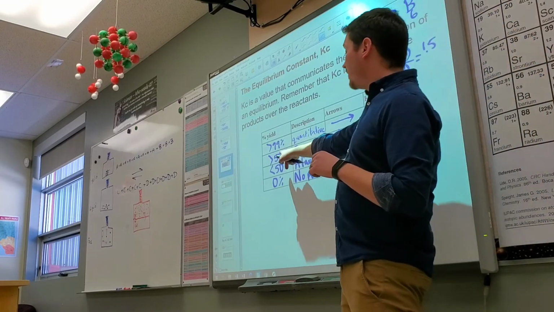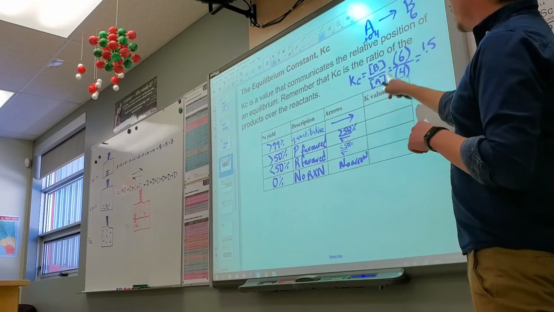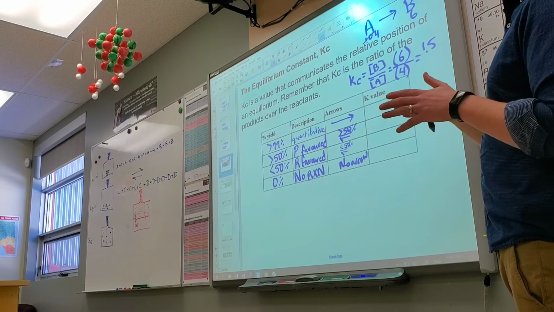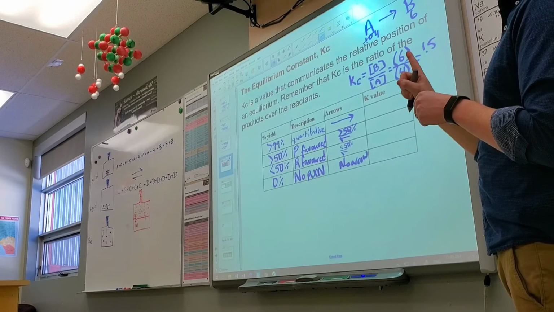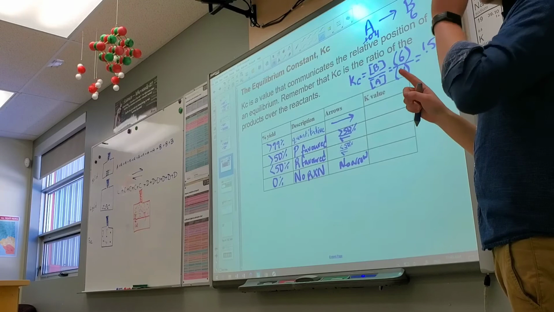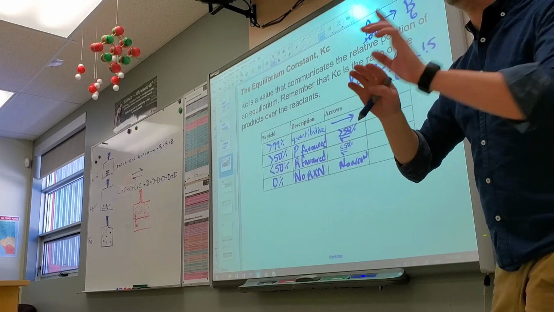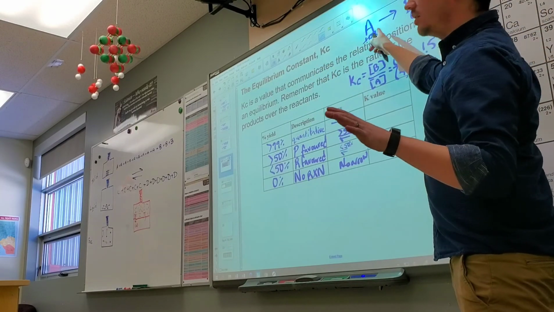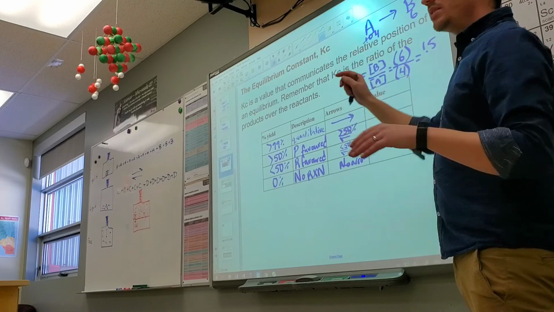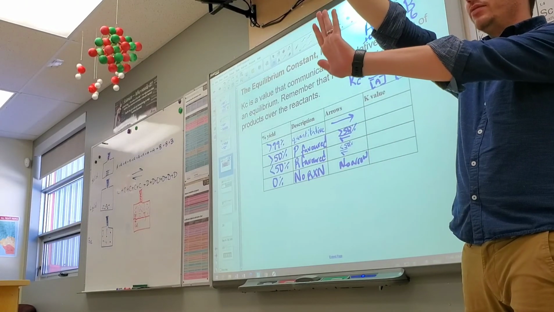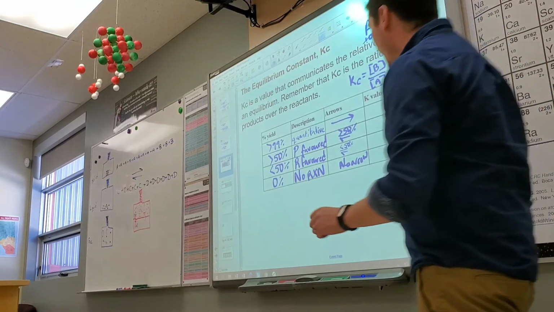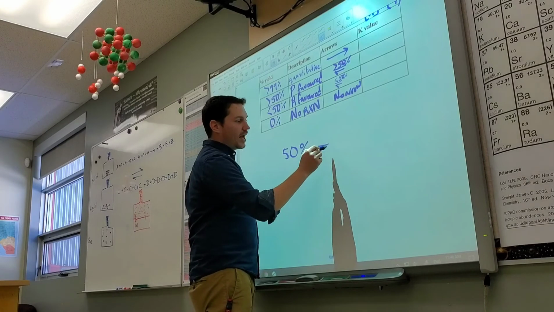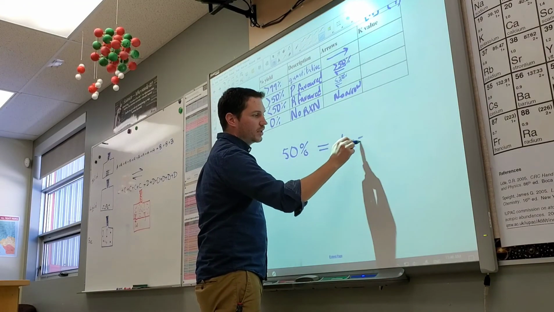So if something is products favored, our Kc is always going to be greater than 1. Can you understand? If we had a reaction that was exactly 50%, what would these two numbers be? 5 and 5. What's 5 divided by 5? 1. If a reaction is 50%, that means a Kc equals 1.